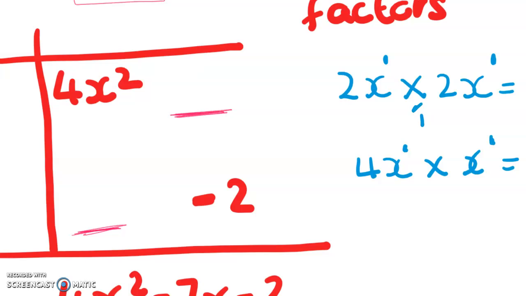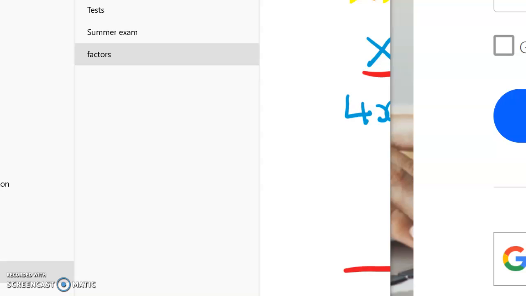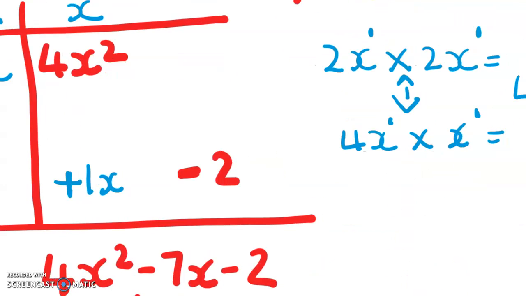Here are the two options. So it's that or it's the one there. You don't know until you try it out. So let's just try it. Okay, so let's say we try out 4x and x. That's the one I'm going to write down. So I wrote down 4x on the left hand side and x on top.